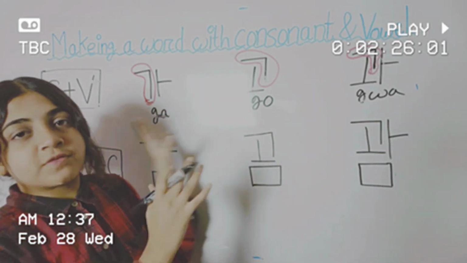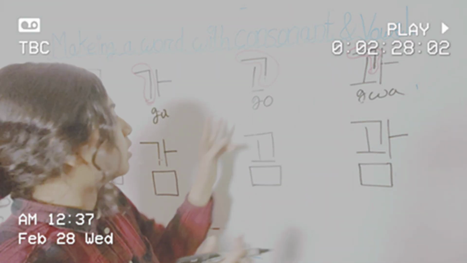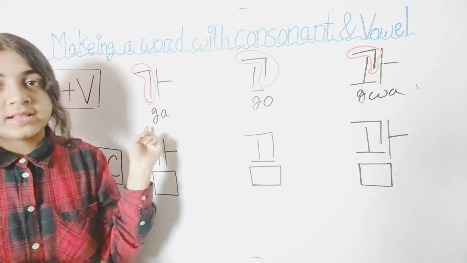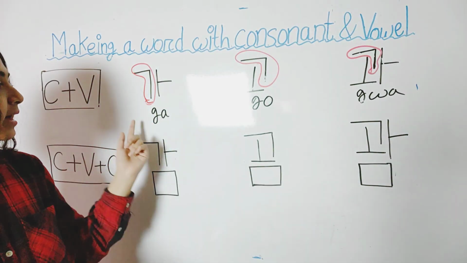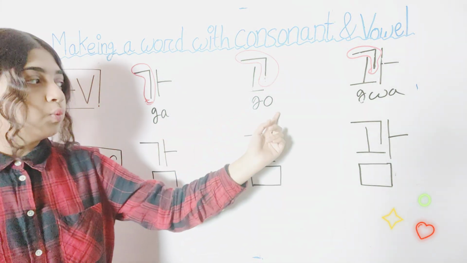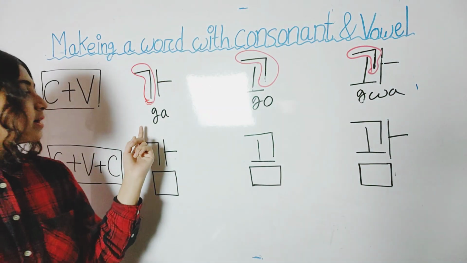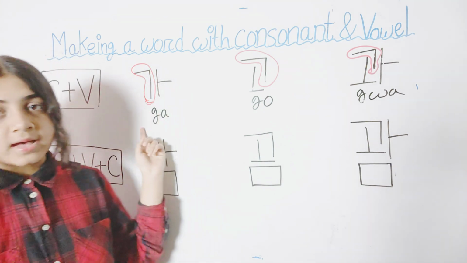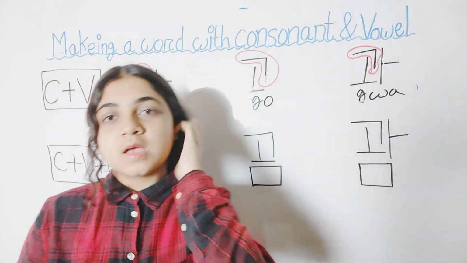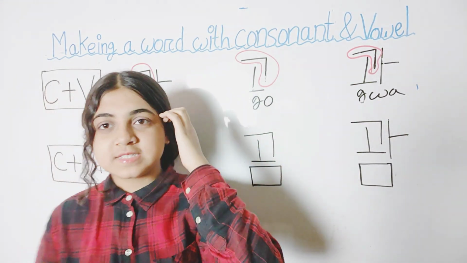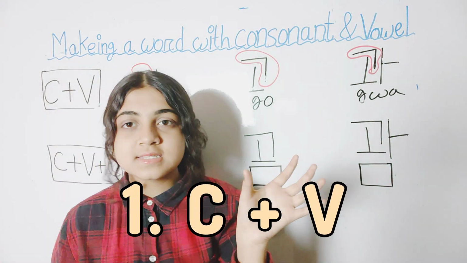This is the first way of making one word. Let me review it again. So ka, ku, kwa, ka, ku, kwa. In the first way, we have seen that this is consonant and vowel.